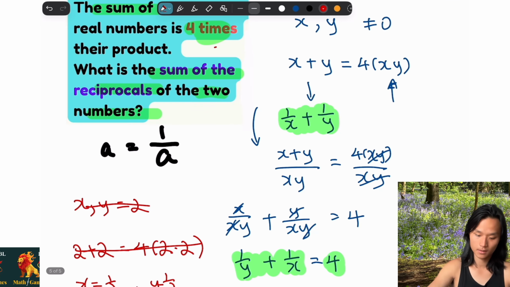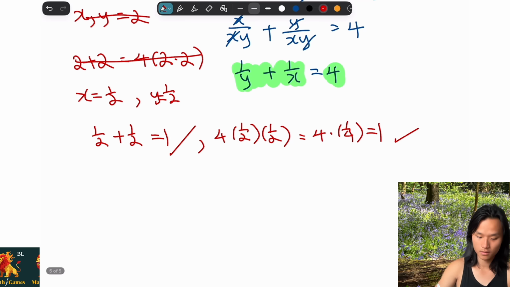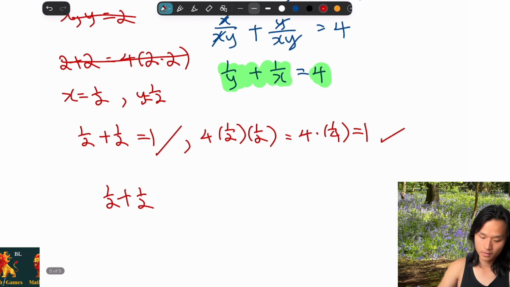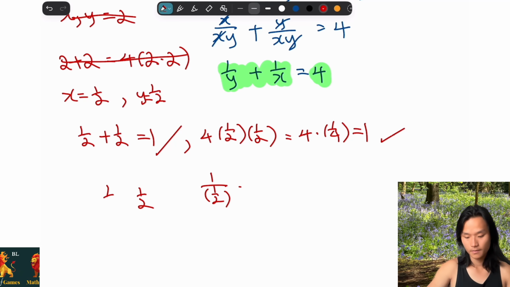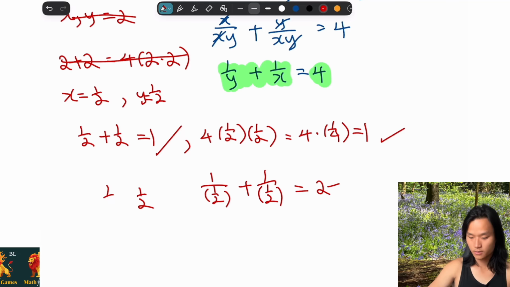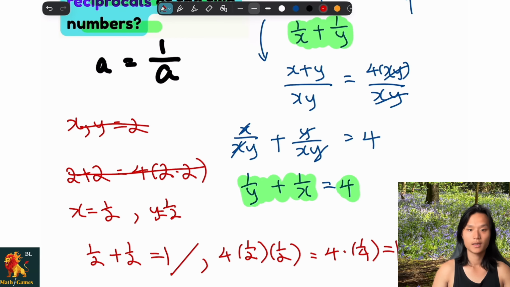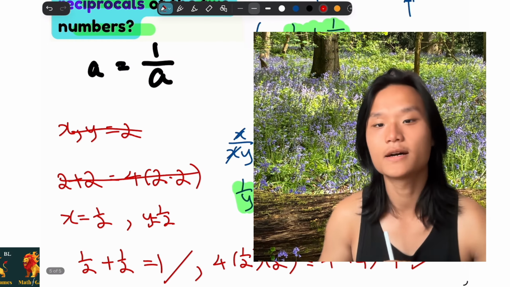rule here. And then what is the sum? Well, the sum is 1 divided by a half plus 1 divided by a half. So that's just 2 plus 2, and that's 4. So we have verified everything. And that is our answer.